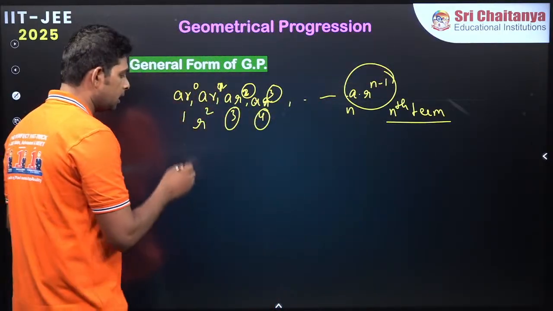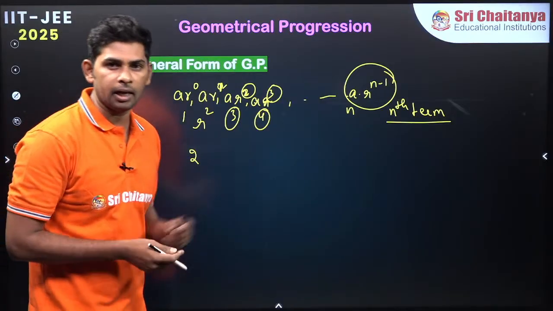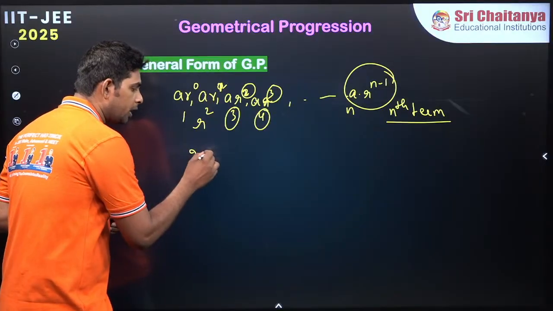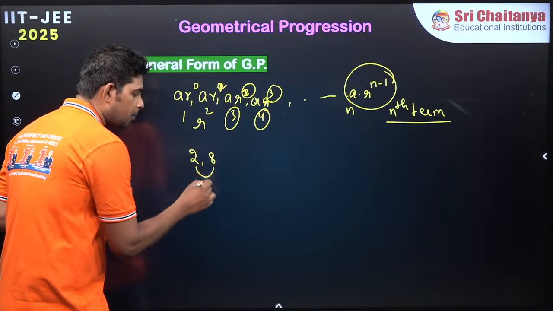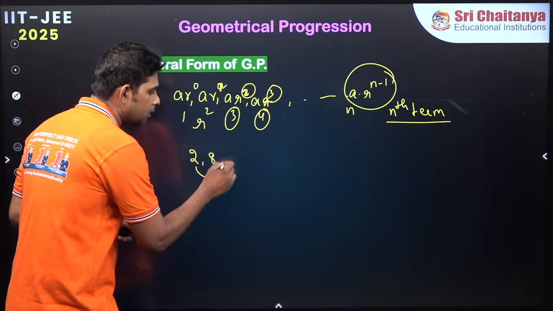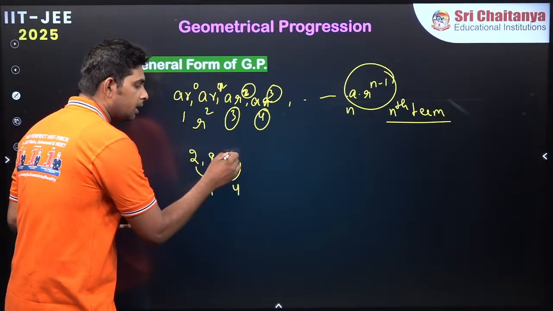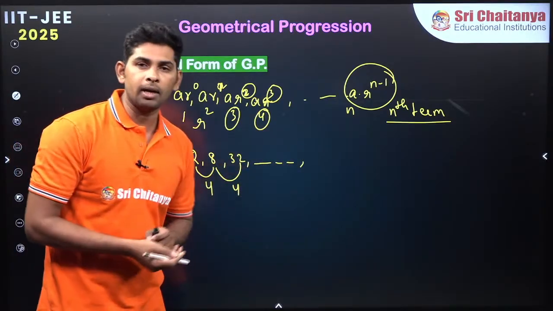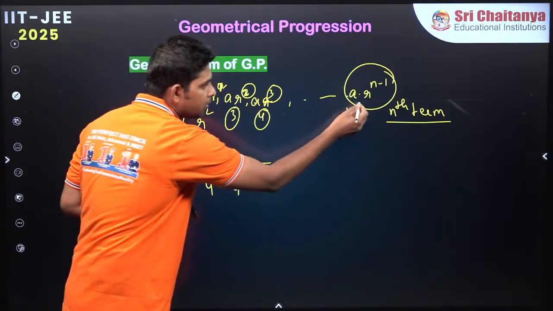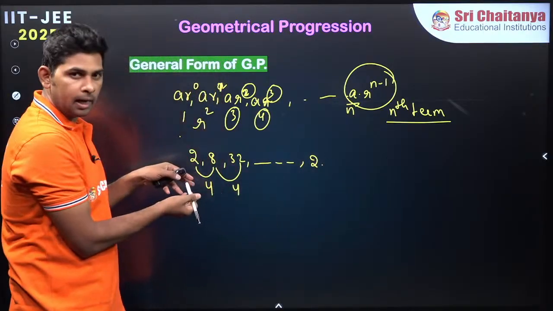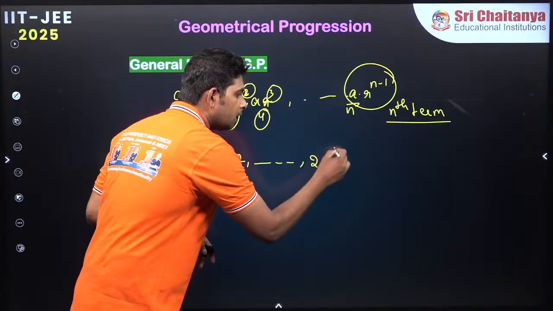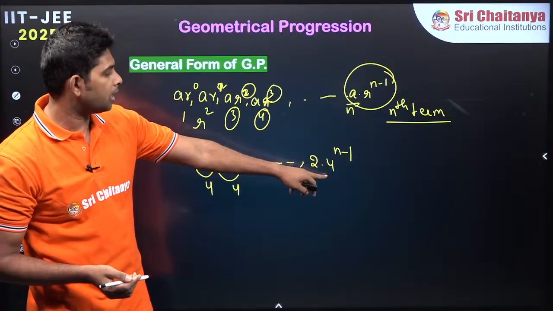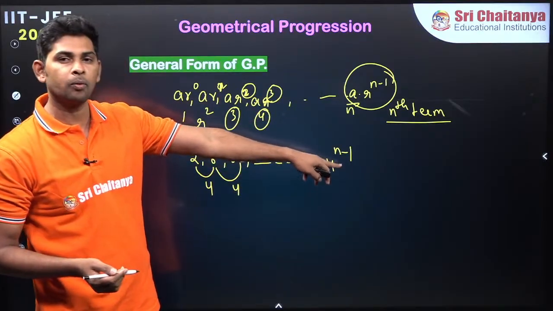I am just giving an example here. Let us take the first term as 2. Multiplying 2 by 4 gives us 8, so the common ratio is 4. Again multiplying by 4, because that is our common ratio, 8 times 4 gives us 32. Like that, what would be our nth term? The first term A is 2, and R I have taken as 4. So the nth term will be 2 times 4 power n minus 1.